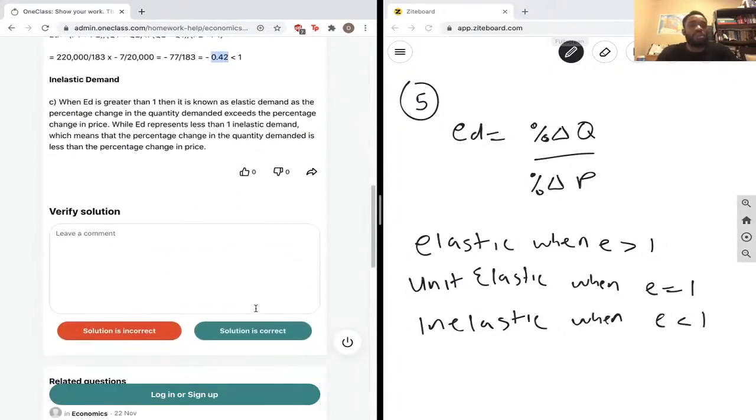And our tutors here said when elasticity of demand is greater than 1, then it is known as elastic demand, as the percentage change in quantity demanded exceeds the percentage change in price. While elasticity of demand less than 1 would be inelastic demand, which means the percentage change in quantity demanded is less than the percentage change in price. And if it's equal to 1, then the change is the same. So it's correct.